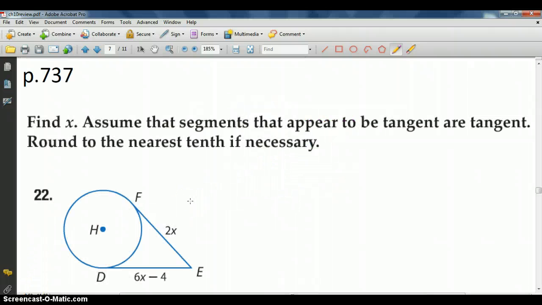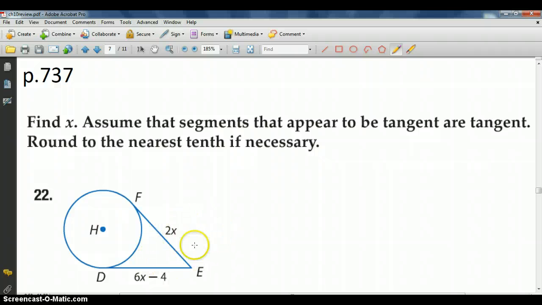Page 737, number 22. Find x. Assume that segments that appear to be tangent are tangent. Round to the nearest tenth if necessary. So FE is tangent. It intersects the circle at exactly one point F, and DE is tangent. One point there, D.